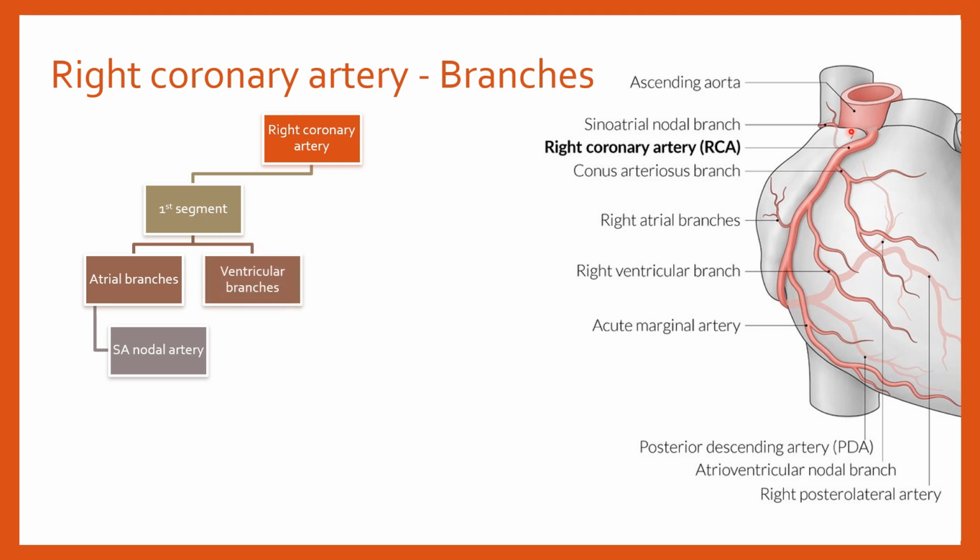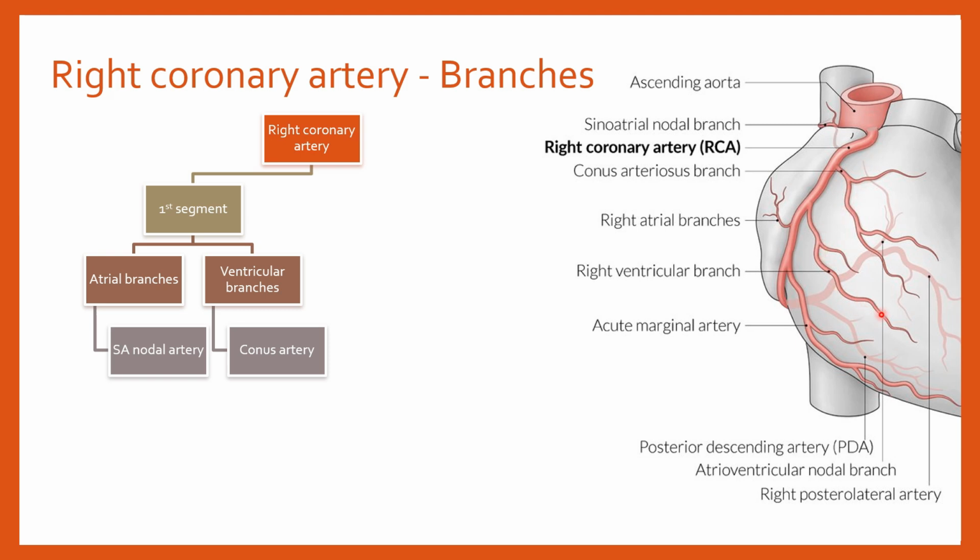The ventricular branches: we have two important named ones. One is the conus artery, that is the right conus artery. Usually it is the first branch of the right coronary artery, and it supplies the infundibulum of the right ventricle. Sometimes this right conus artery can directly arise from the anterior aortic sinus, and then it is known as the third coronary artery.